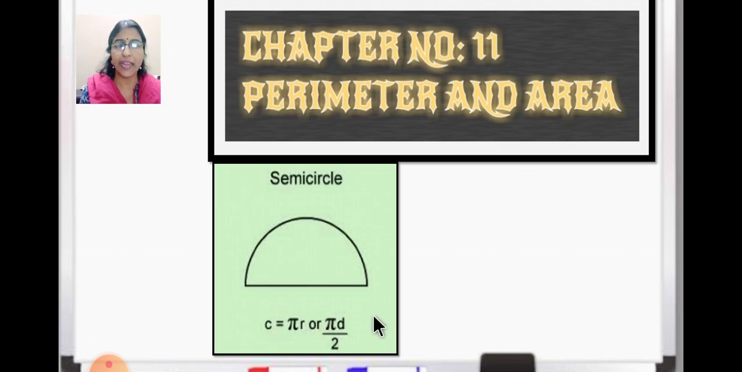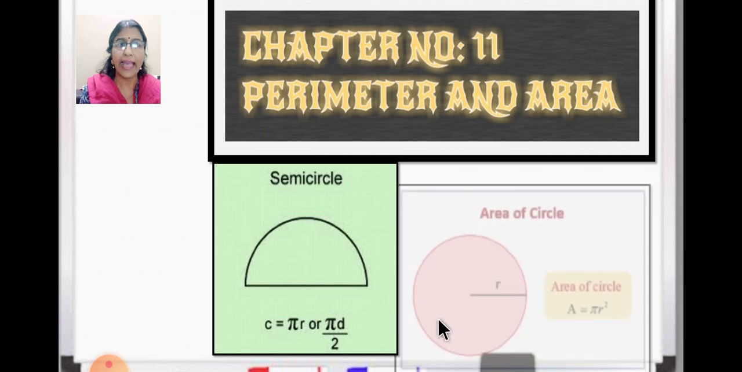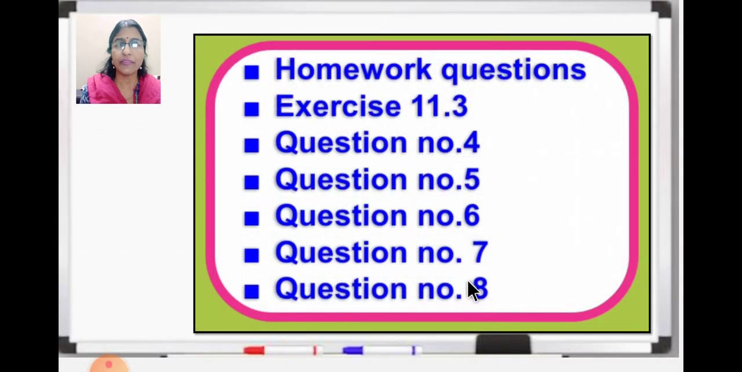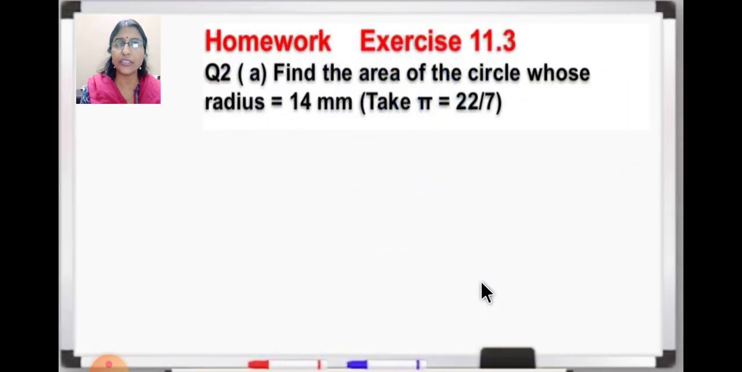So we'll do this kind of word problems today and some more word problems which are based on area of circle. First, we will discuss the homework questions which I gave in the last presentation, and then we'll continue with exercise 11.3, question number 4, 5, 6, 7 and 8. So let us start with the homework question.